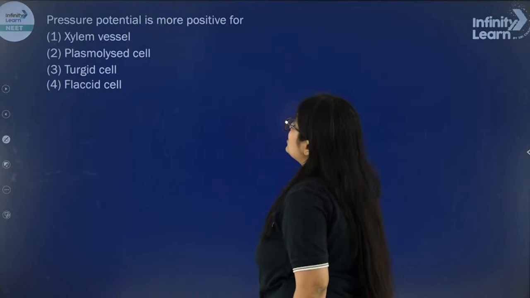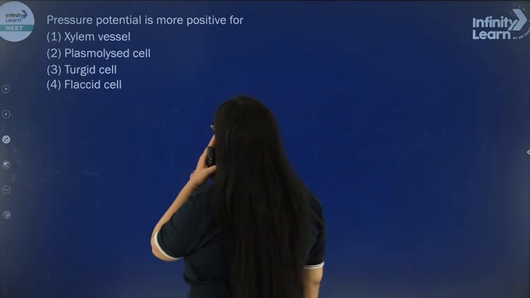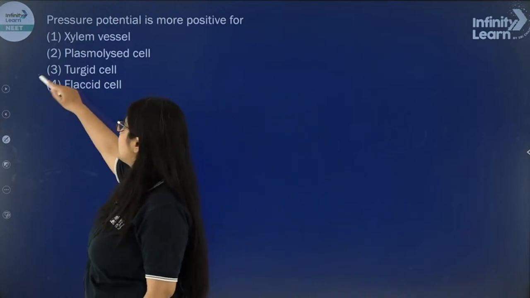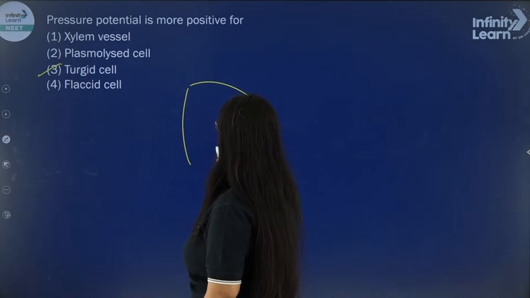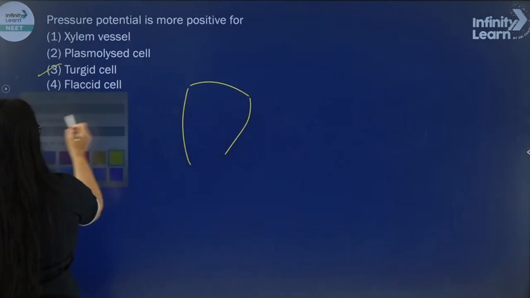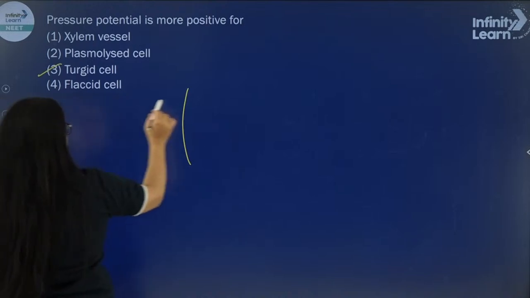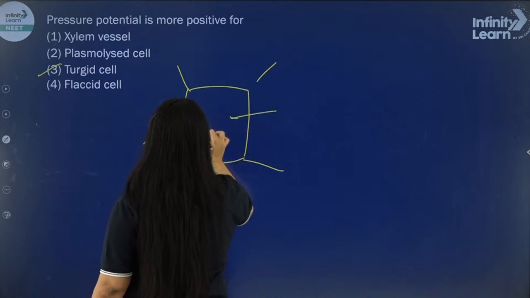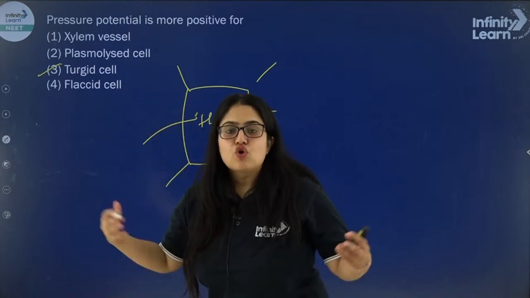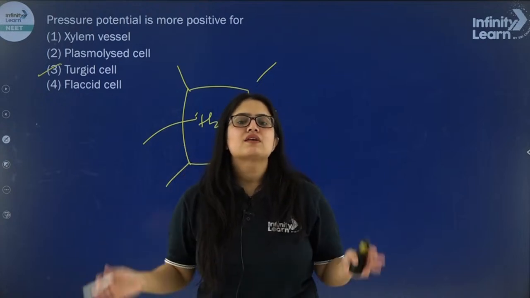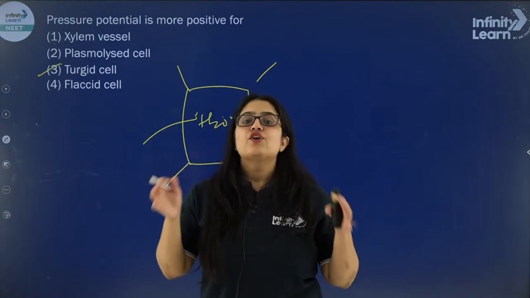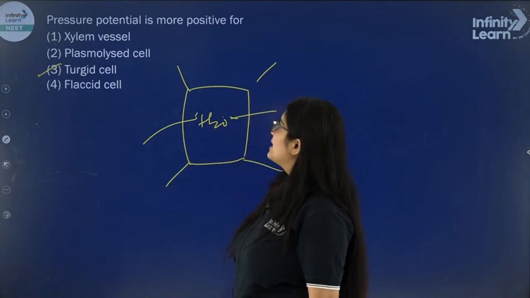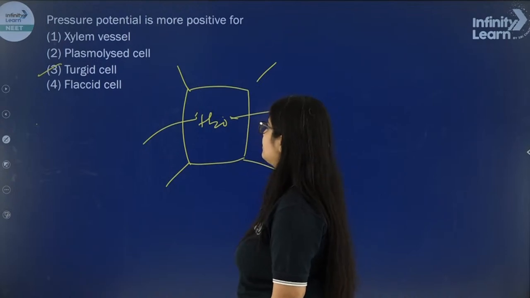Next question. Pressure potential is more positive for xylem vessel, plasmolyzed cell, turgid cell and flaccid cell. So the answer is, my dear students, turgid cell. Because what happens, my lovely kids, in a turgid cell, so this is your turgid cell. So water is entering into it, right, making it turgid. So osmotic entry of water makes a plant cell turgid, and this osmotic entry of water leads to development of a value of positive pressure potential, right? So turgid cell has more positive value of pressure potential.